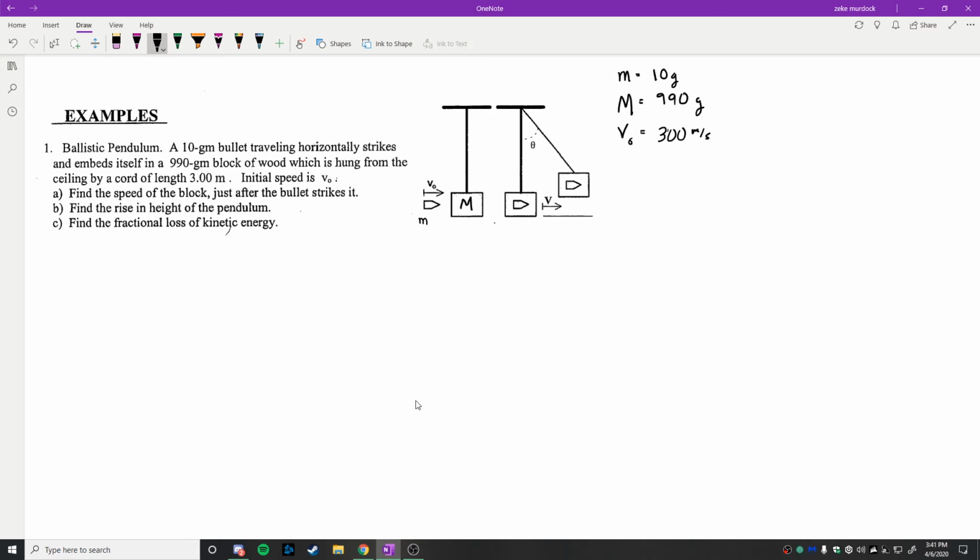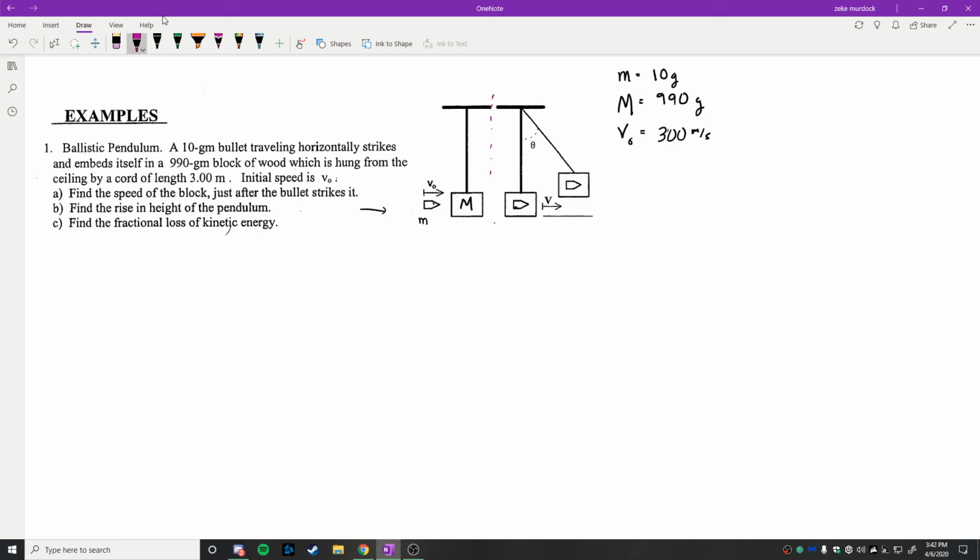Okay. Find the rise in speed of the block just after the bullet. Find the speed of the block just after the bullet strikes it, the rise in height of the pendulum, and the fractional loss of kinetic energy. So the bullet moving to the right hits and embeds itself in the block, and then it rises up like this. So these are like 3 different moments.